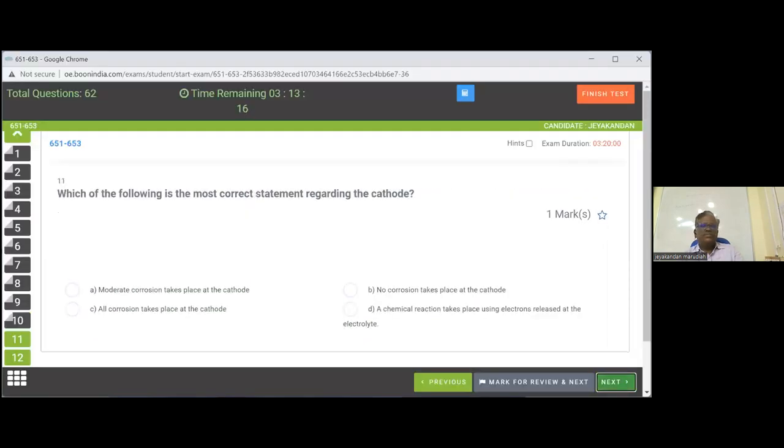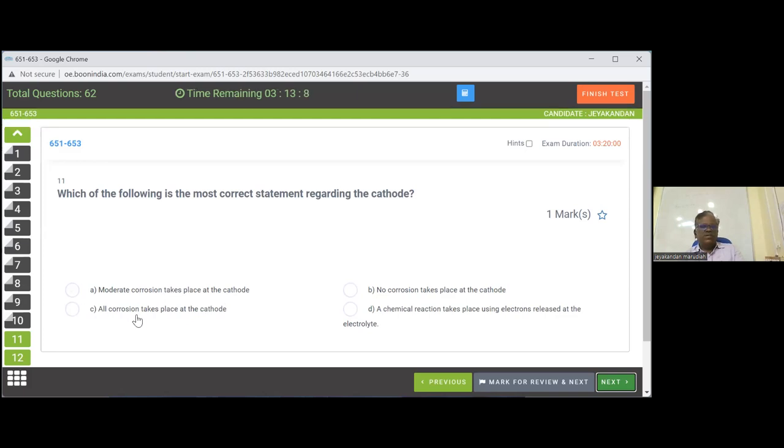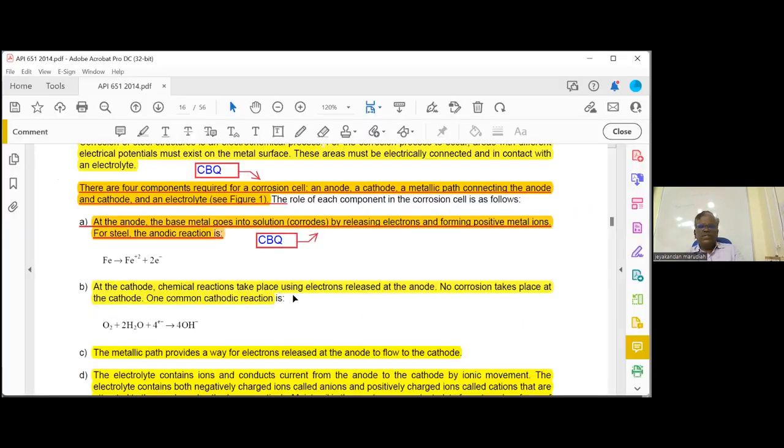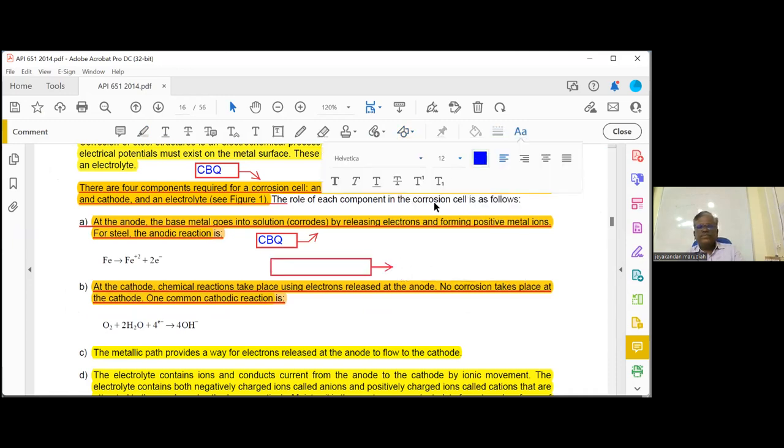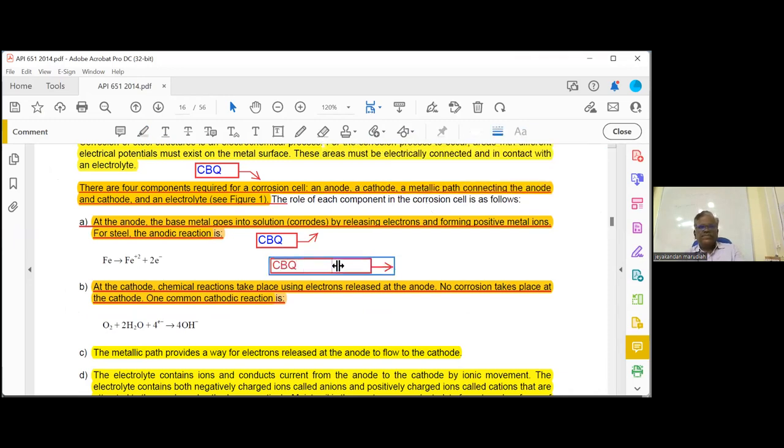No need for a formula. Next. Which of the following is the most correct statement regarding the cathode? Moderate corrosion takes place at the cathode. No corrosion takes place at the cathode. So at the cathode there will be no corrosion. Where is it given? At the cathode chemical reaction, no corrosion takes place.